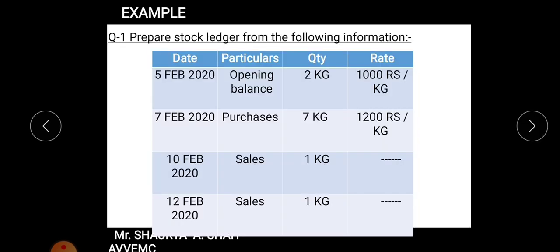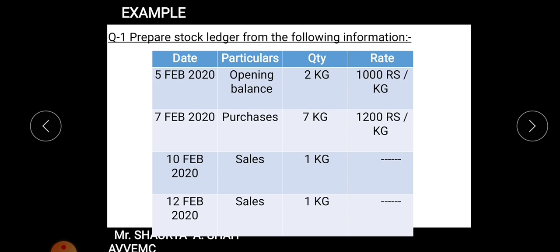Fine. Okay. Now say for example, students, this is one of the examples. We'll understand the FIFO and the LIFO method with this. Weighted average method I'll explain directly in the practical hands-on lecture so that it is easy for you to see how to solve it. Fine. Okay.